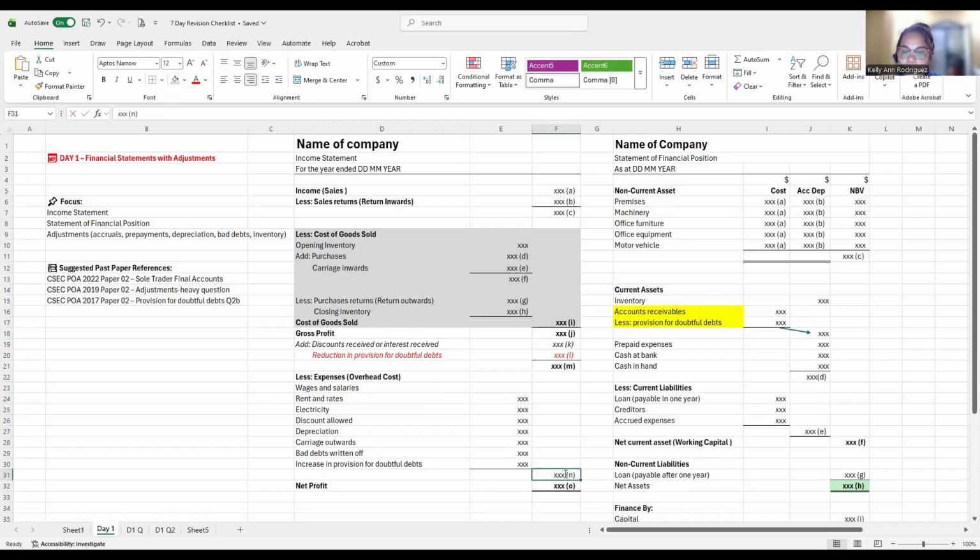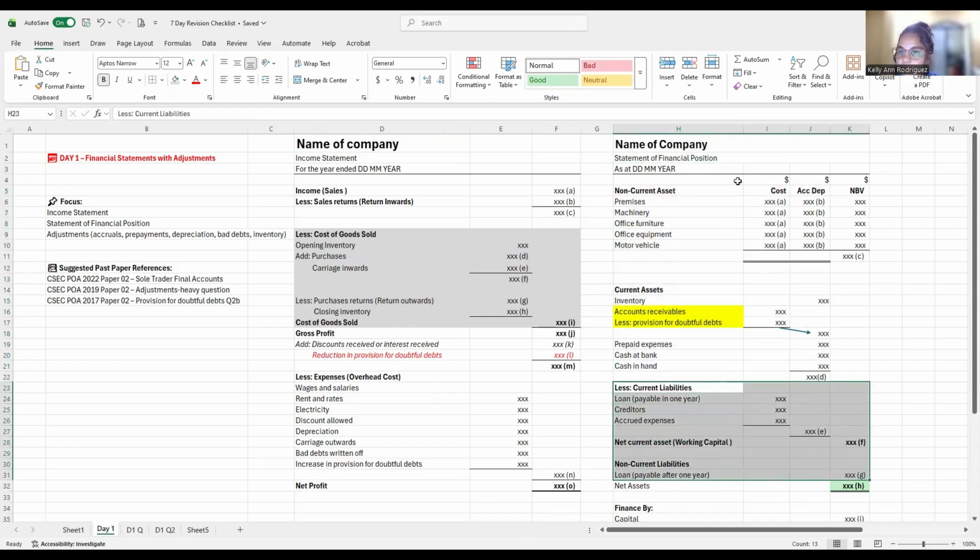You minus your total expenses from your profit, and you get a net profit. This is your income statement. Please ensure that you know your income statement. Your statement of financial position, however, is the same format. All of your assets less your liabilities gives you a capital.